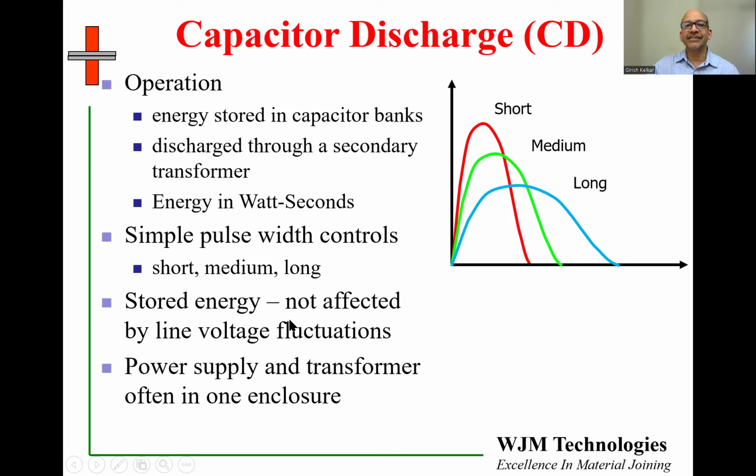Also, in many cases, the capacitor discharge power supply is a single phase from the wall. So you can set it up in practically anywhere in the manufacturing plant and do some welding. Especially on the smaller units, the power supply and transformer are often in a single enclosure. And so you might not get two separate boxes. You might just get one box, has both of them.